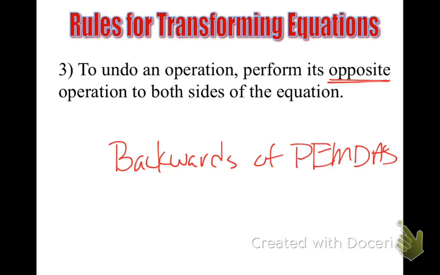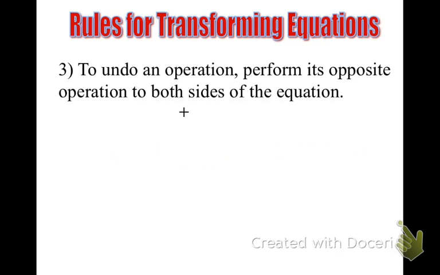So, how do we do the opposite operation? If you're adding or positive, what's the opposite? It's a negative. What's the opposite of a negative subtraction? It's a positive. What's the opposite of multiplication? It's division. And what's the opposite of division? It is multiplication. Make sure you do the opposites.